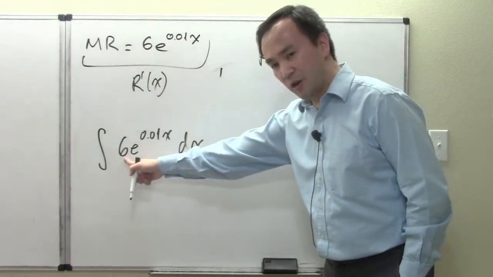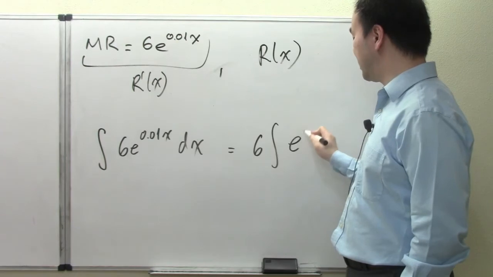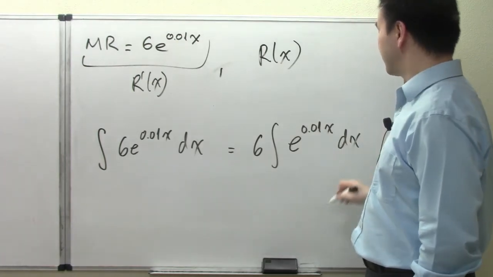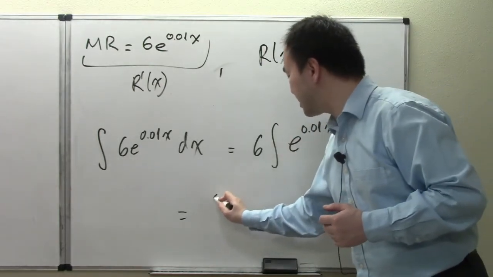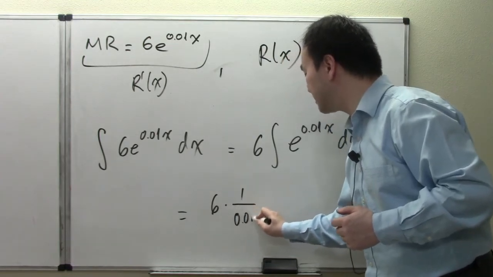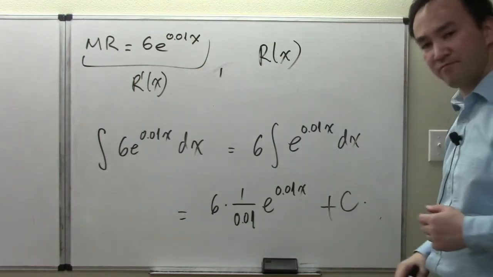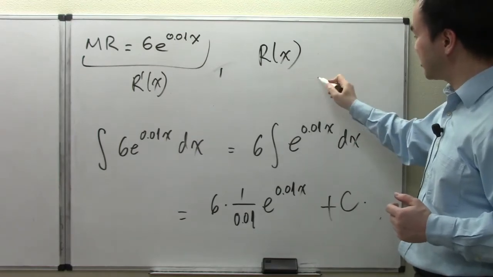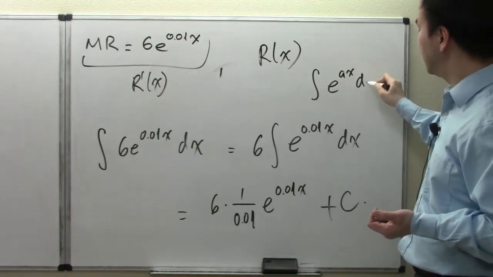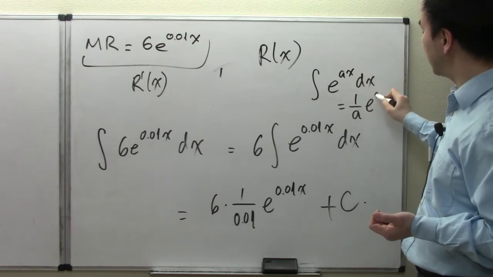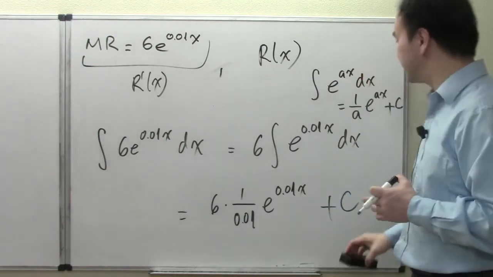It's a constant coefficient, so we can do the antiderivative as follows: 6 times the antiderivative of e to the 0.01x. This is a special case of the exponential function, so it's going to be 6 times 1 over 0.01 times e to the 0.01x plus c. Recall from my general lecture, the antiderivative or indefinite integral of e to the ax gives you 1 over a times e to the ax plus c. That's what I introduced in my general lecture about antiderivatives and indefinite integrals.